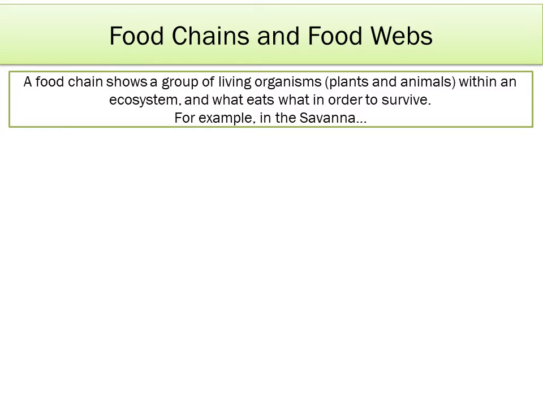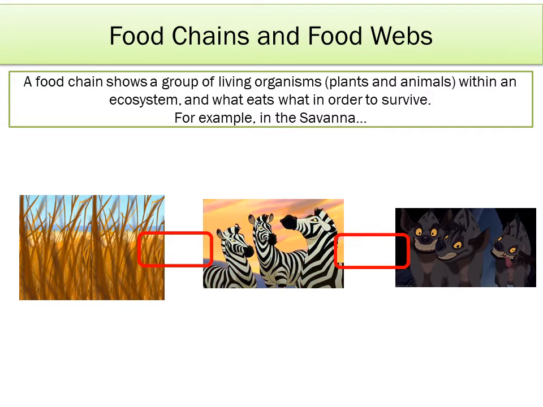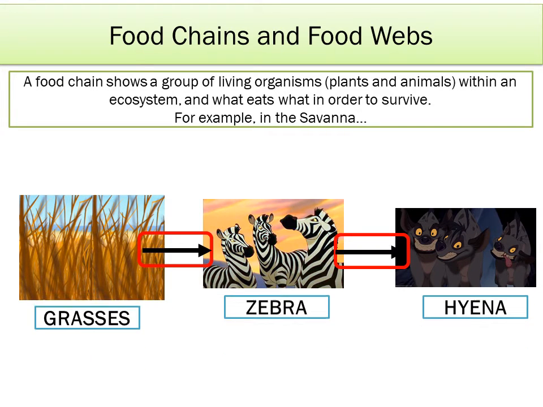Now we're going to look at food chains and food webs, and we are going to start with food chains. A food chain shows a group of living organisms, so plants and animals, within an ecosystem and what eats what in order to survive. So it's a set of links of what eats what. For example, in the savanna, we've got grasses, which are eaten by the zebras, and zebras, which are eaten by the hyenas.